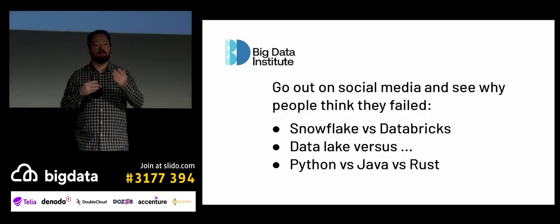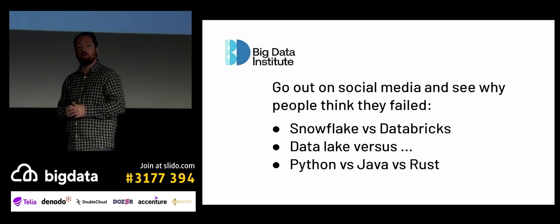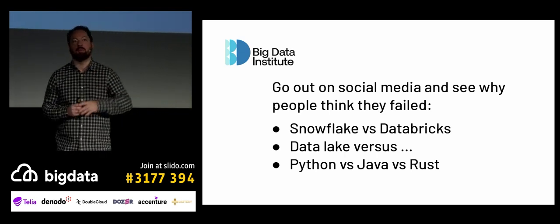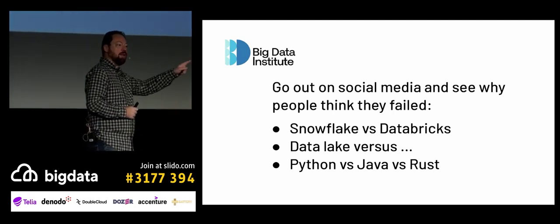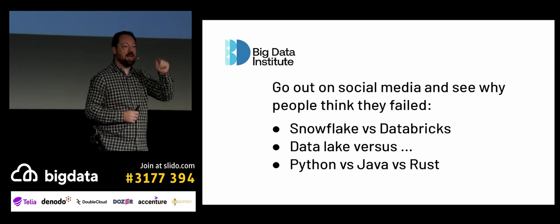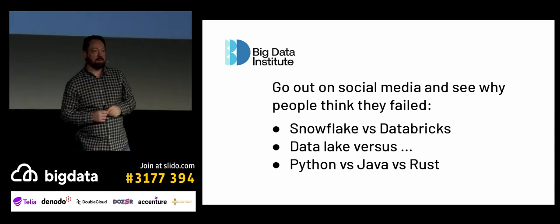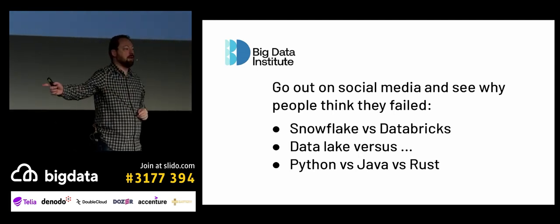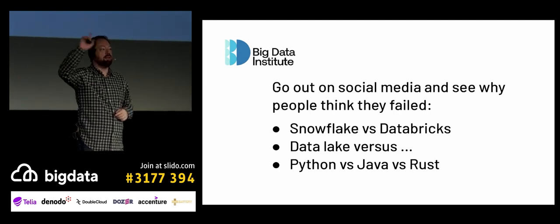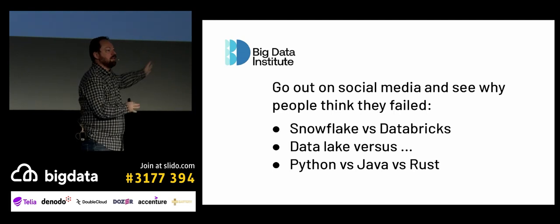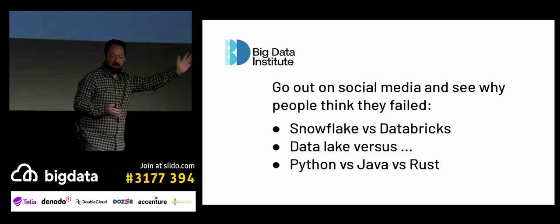If we were to go out on social media right now, what would you see as the main reason why people think that we fail? It was because you used Snowflake instead of Databricks. That was the reason. Or perhaps you used a data lake instead of something else. You created a data swamp, you created a data mesh, you created a data whatever instead of a data lake. And that's the problem, okay?